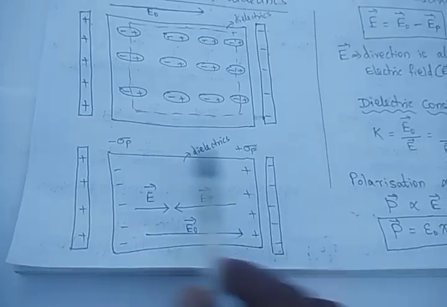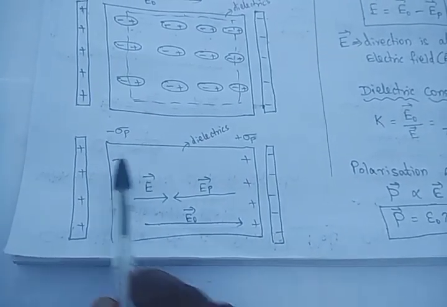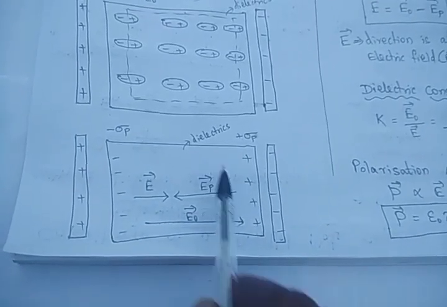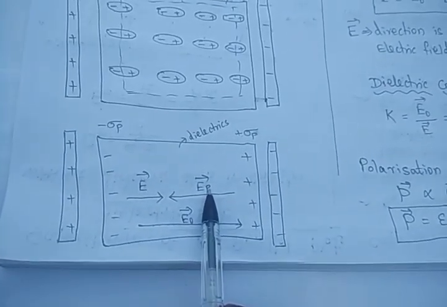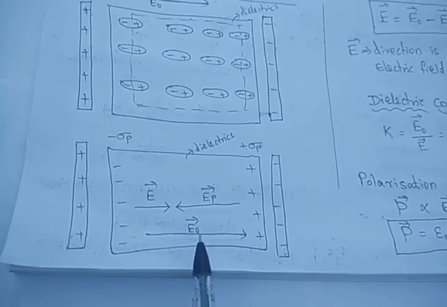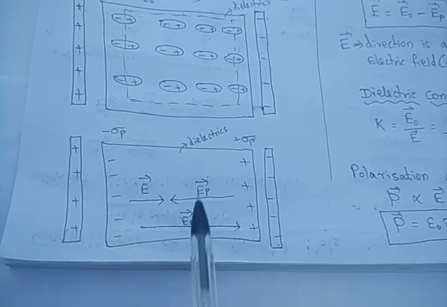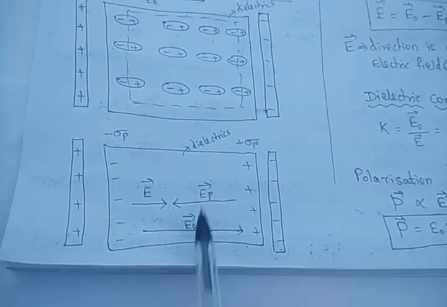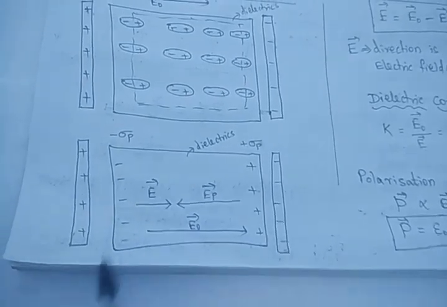So what is inside the dielectric? Inside the dielectric, the positive charge is here and the negative charge is here. Due to these charges developed in the dielectric material, the field is along this direction. We can represent this electric field with suffix P, since it is due to the polarization process. So the applied external electric field and the induced electric field are equal in sense but opposite, so we have to subtract these two. We get the total resultant electric field.